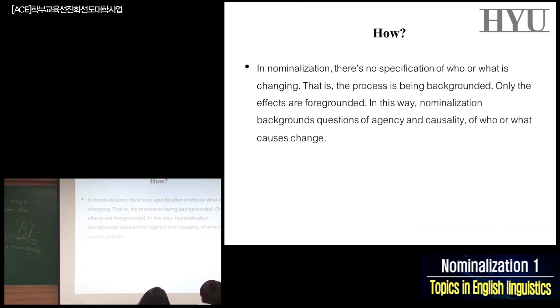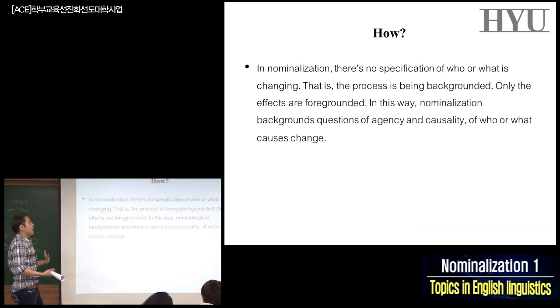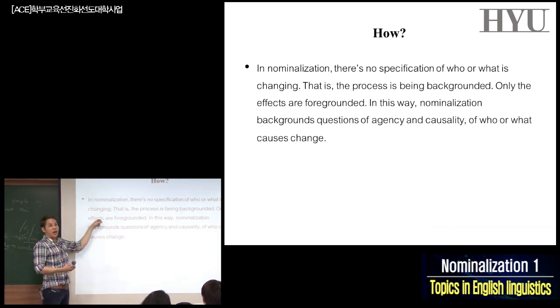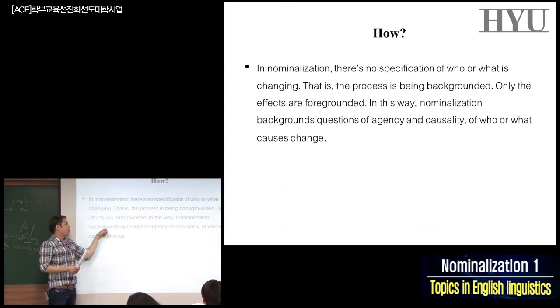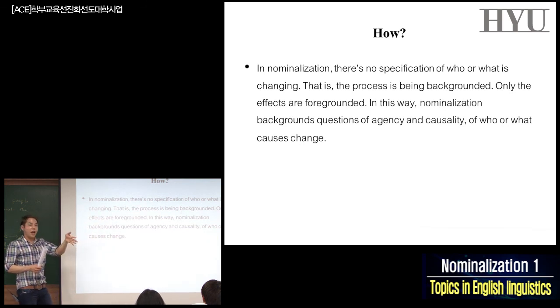And there's no specification of who or what is changing, and only the effects are foregrounded, what happened, right? And normalization can background questions of agency and causality, who caused what to happen, okay? And who or what causes the change, okay?